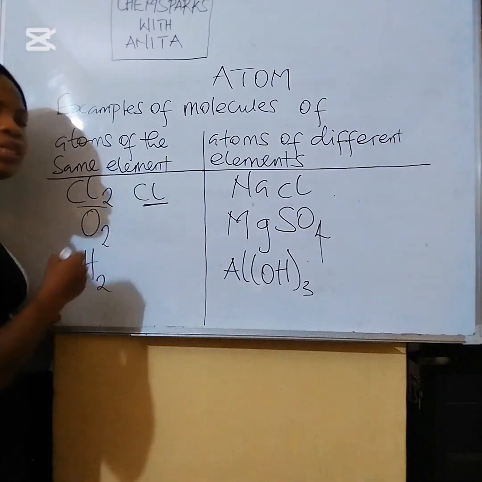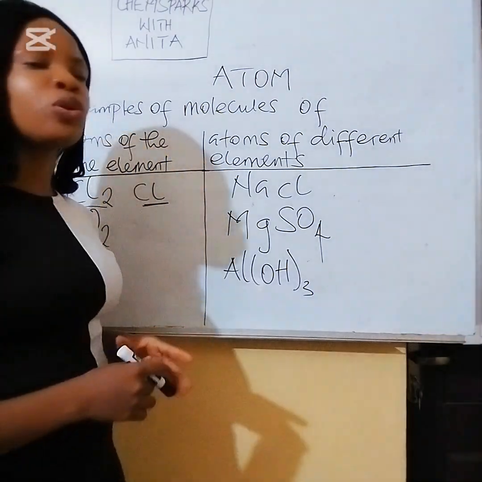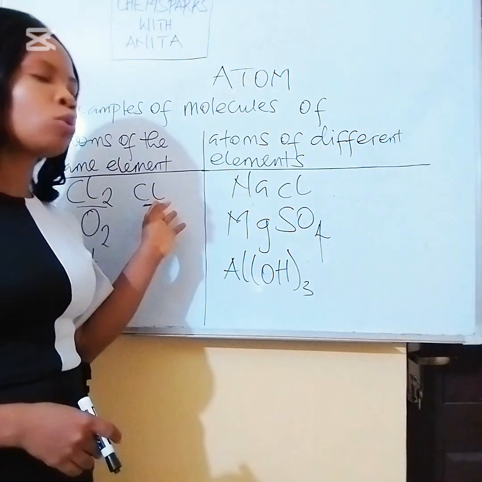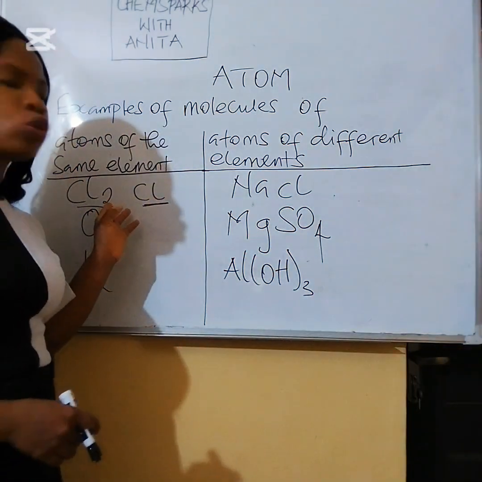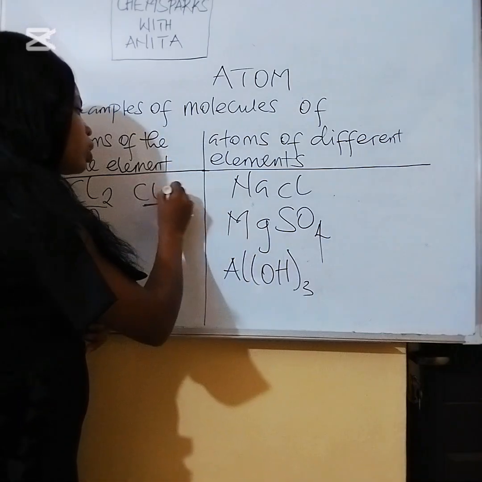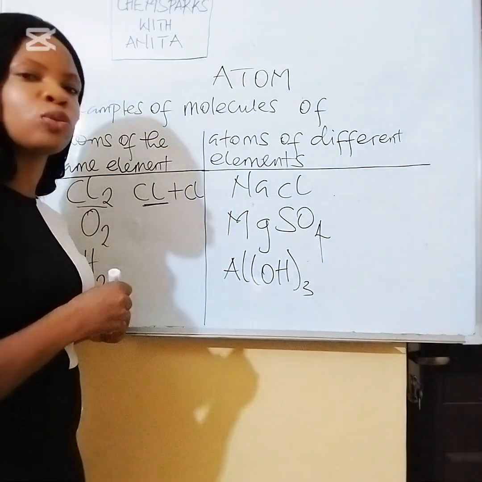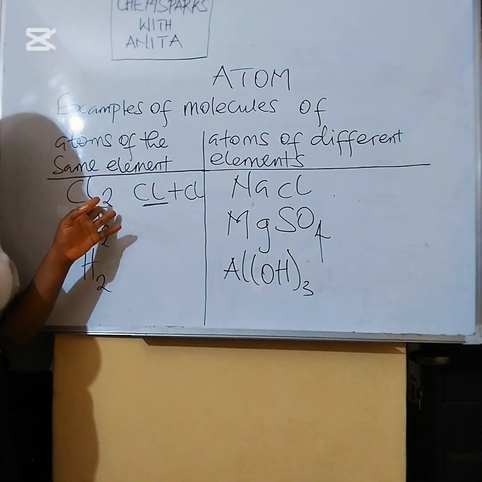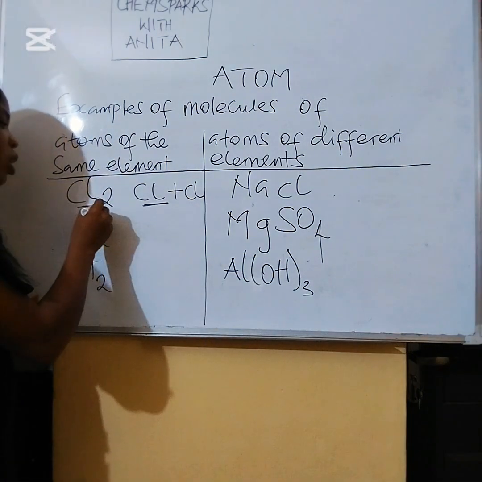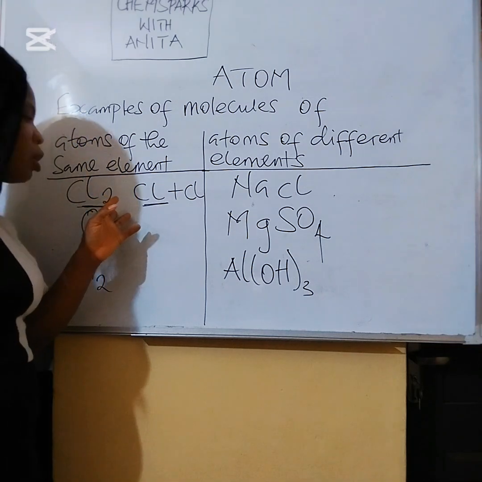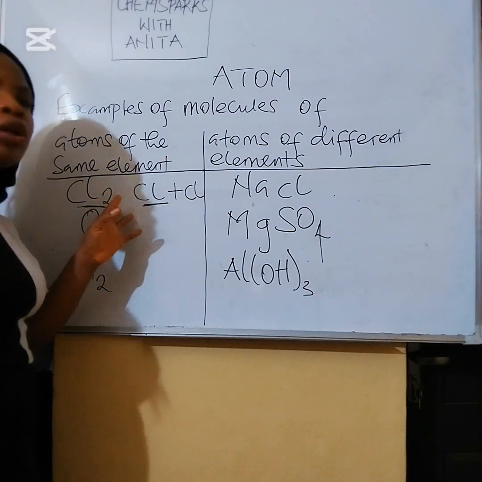Cl cannot exist by itself, so it needs to bond with another Cl, that is a chlorine atom, to form Cl2. So Cl2 is coming from one chlorine atom bonding with another chlorine atom. And this is the stable form in which chlorine exists as a gas. So Cl2 is a molecule of chlorine.